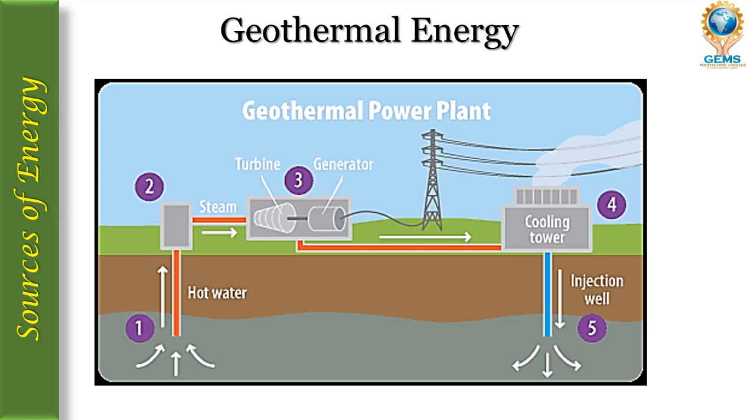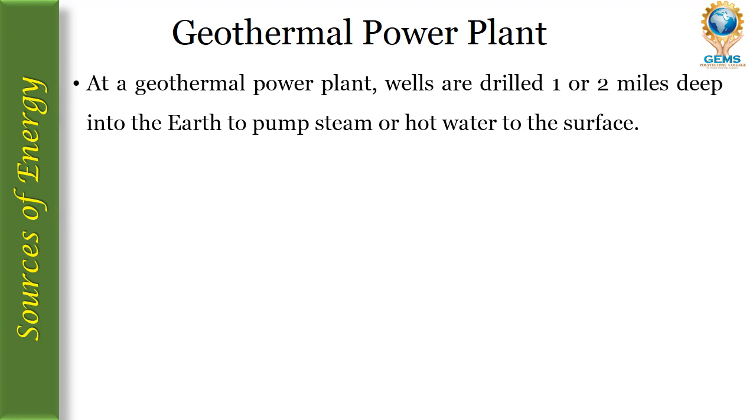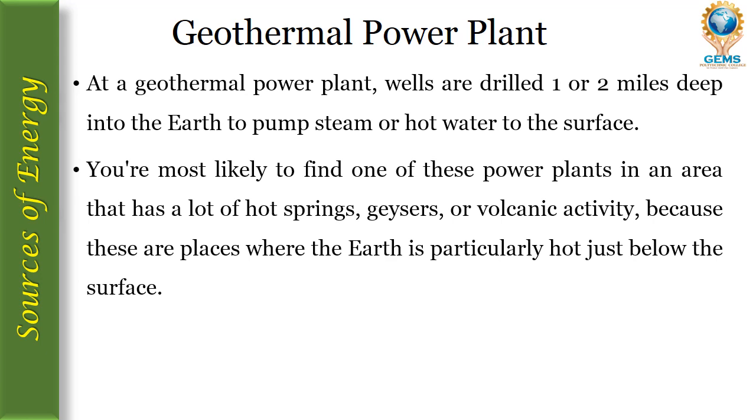Now let's see the geothermal energy, how this geothermal energy works and how it is useful for us. At a geothermal power plant, wells are drilled 1 or 2 miles deep into the earth to pump steam or hot water to the surface. You're most likely to find one of these power plants in an area that has a lot of hot springs or geysers or volcanic activity, because these are places where the earth is particularly hot just below the surface.